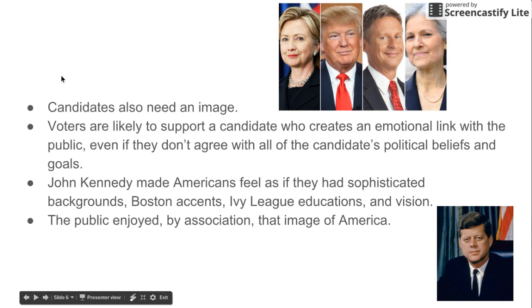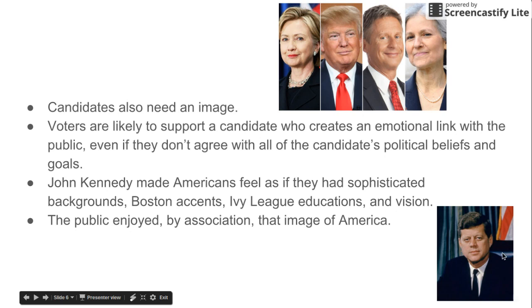Candidates themselves also need an image. So you can see that I've attached some pictures here of the four presidential candidates for this current race. And voters are likely to support a candidate who creates an emotional link with the public, even if they don't agree with all the candidate's political beliefs and goals.